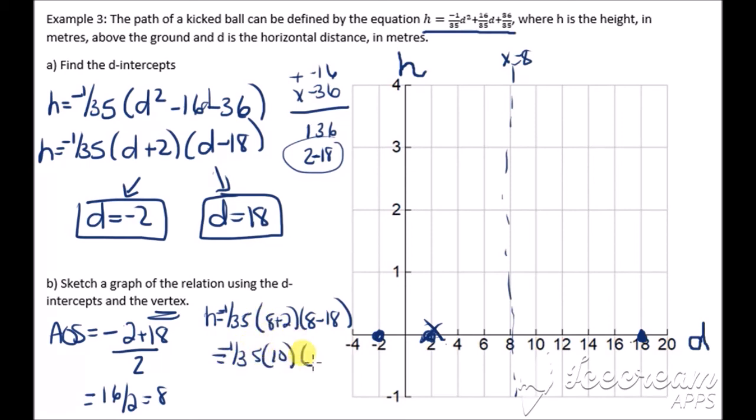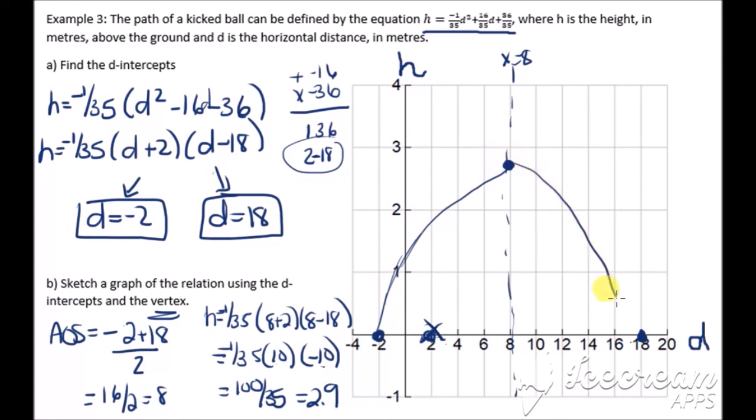Okay, so we got 10, and then 8 minus 18 is going to be negative 10. That's going to be 100 over 35. Okay, so if you put that into your calculator, you're going to get 2.9. Let's round it. Okay, 2.9. So on the axis of symmetry, we're going to graph 2.9. And we're all connected.